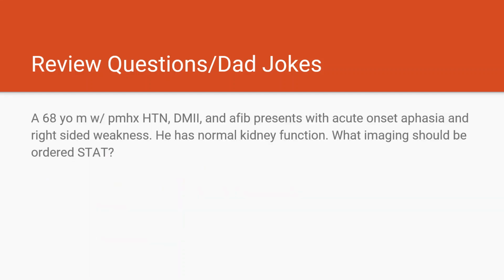Okay, next question. 68-year-old male with past medical history of hypertension, diabetes, and AFib presents with acute onset aphasia and right-sided weakness. He has normal kidney function. What imaging should be ordered stat? No multiple choice on this one, guys. It's got to be pretty reflexive.